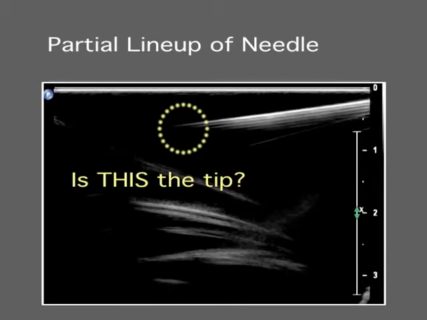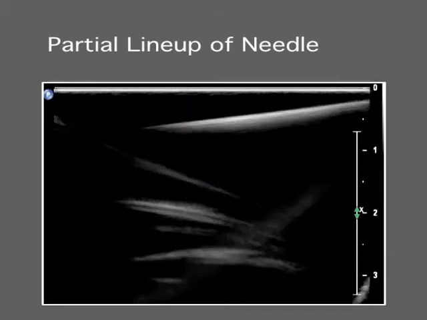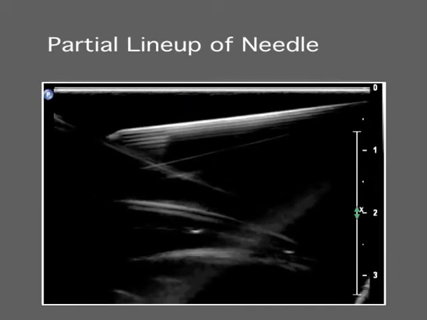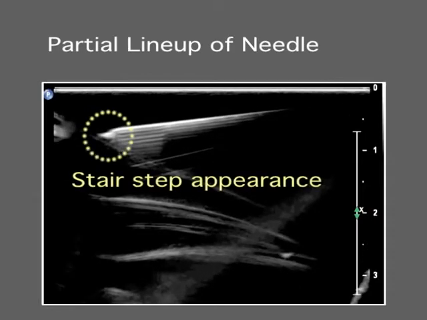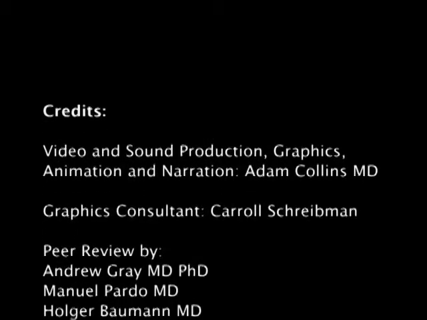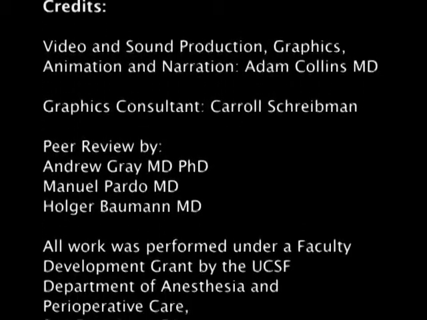Alignment issues can often be addressed by leaving the needle stationary and manipulating the transducer until the tip of the needle is imaged. The needle bevel has a characteristic stair-step appearance that should be sought out. This concludes this video tutorial on ultrasound probe and needle manipulation.